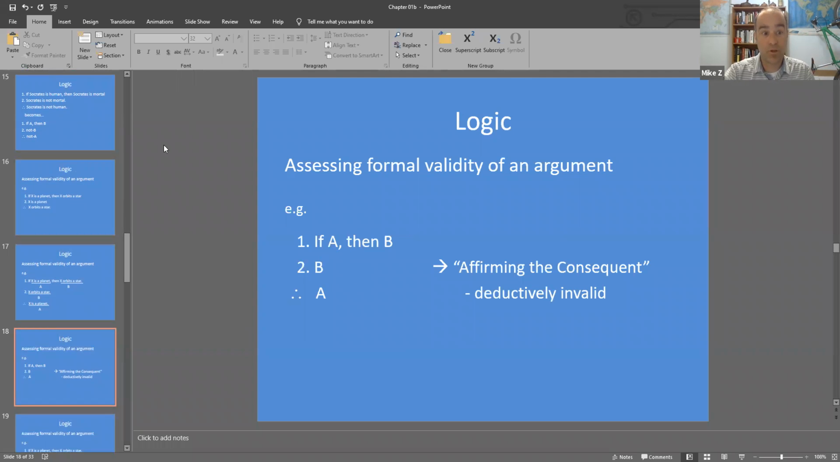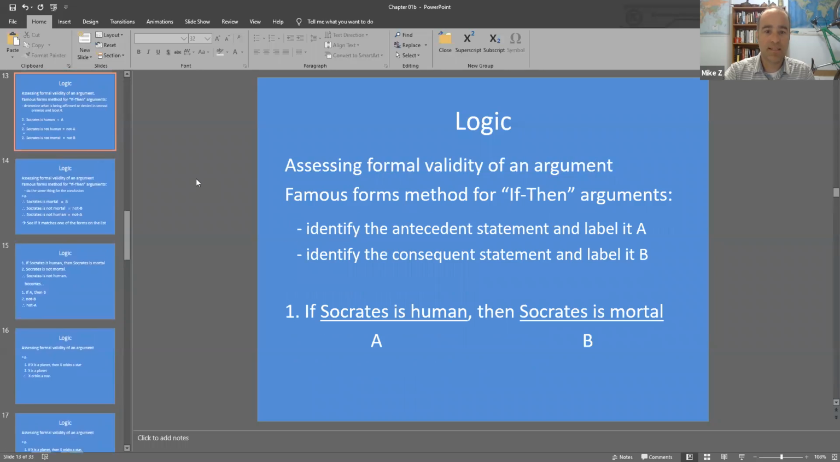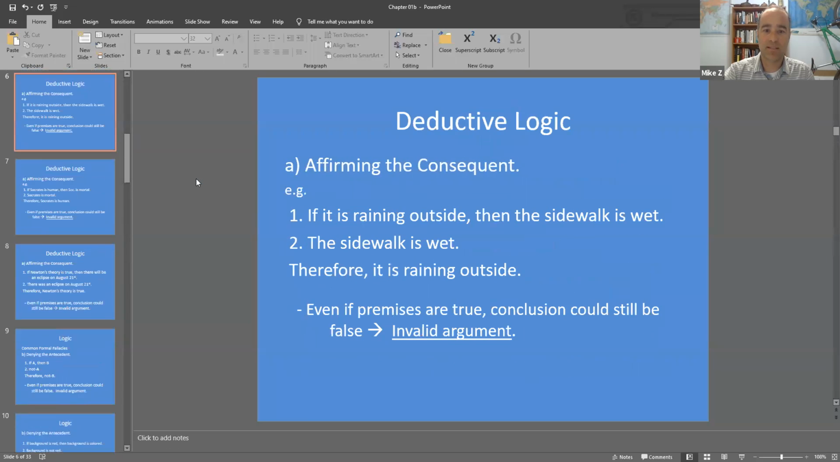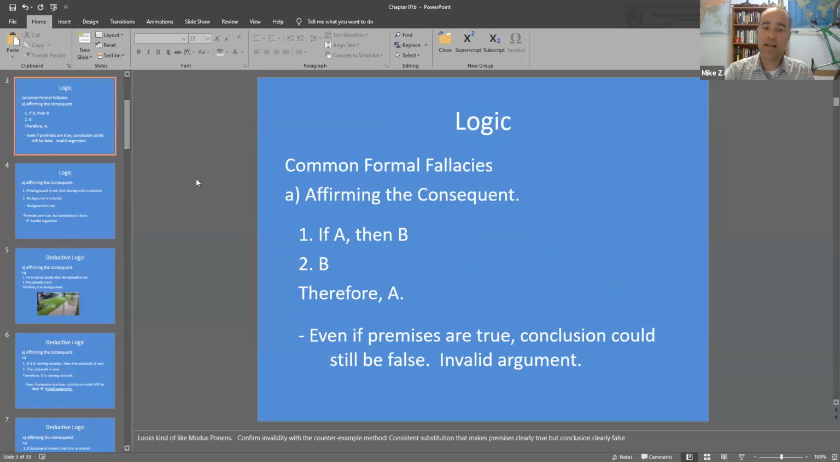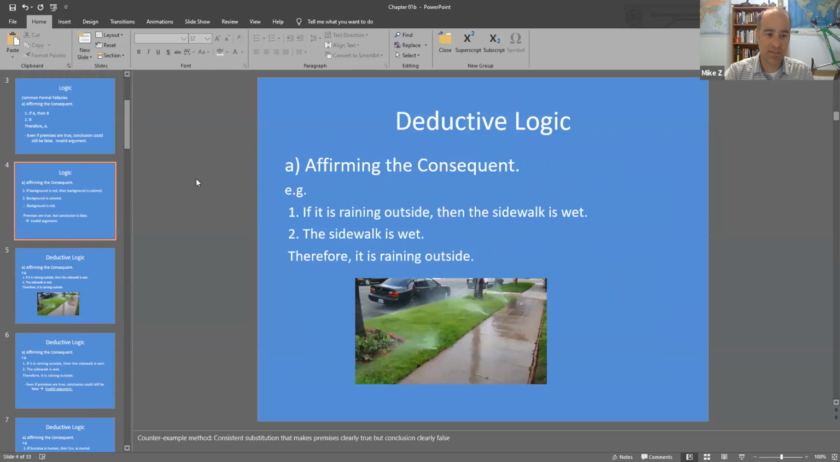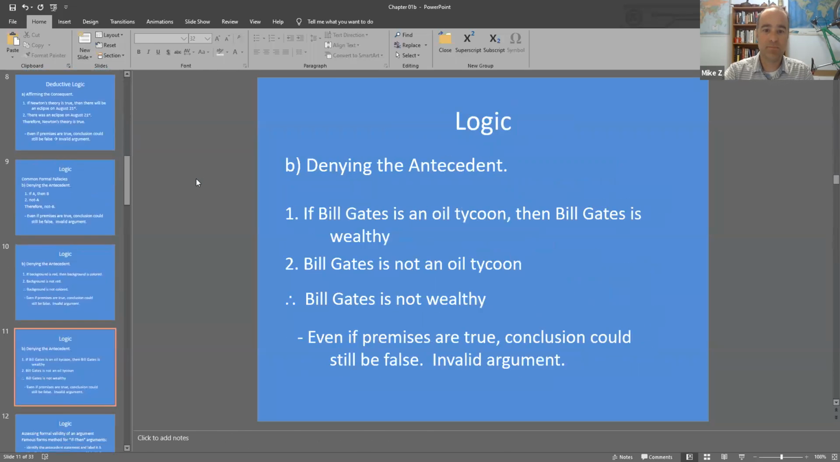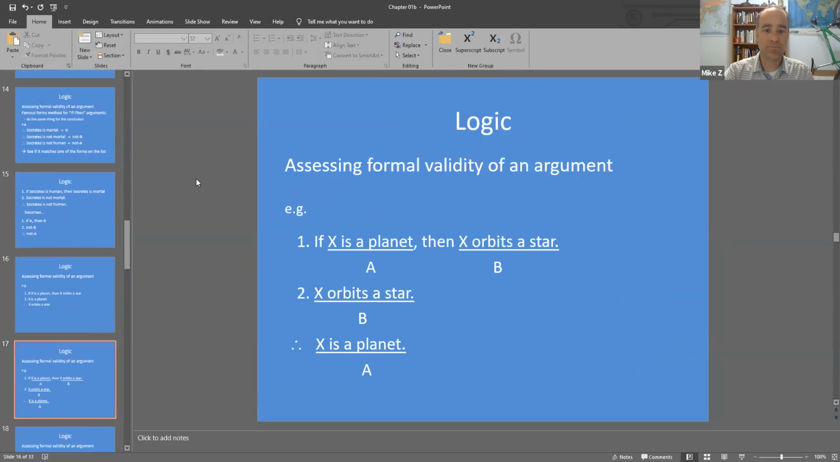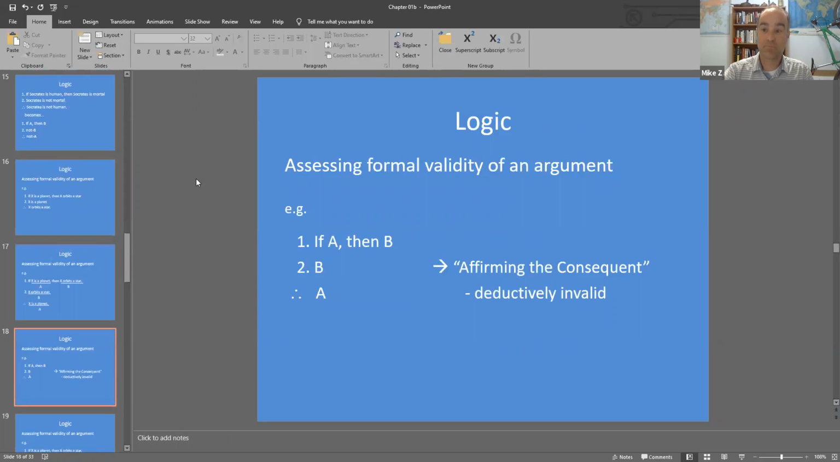Well, if you go up higher, we could go up to affirming the consequent. There it is. And we see that that's the argument form that we ended up with when we substituted in symbols for those statements. So let's go back down to where we were. Yeah, so we see that it matches the affirming the consequent form, and we know that that's a deductively invalid argument form. So we now know that this is a deductively invalid argument.